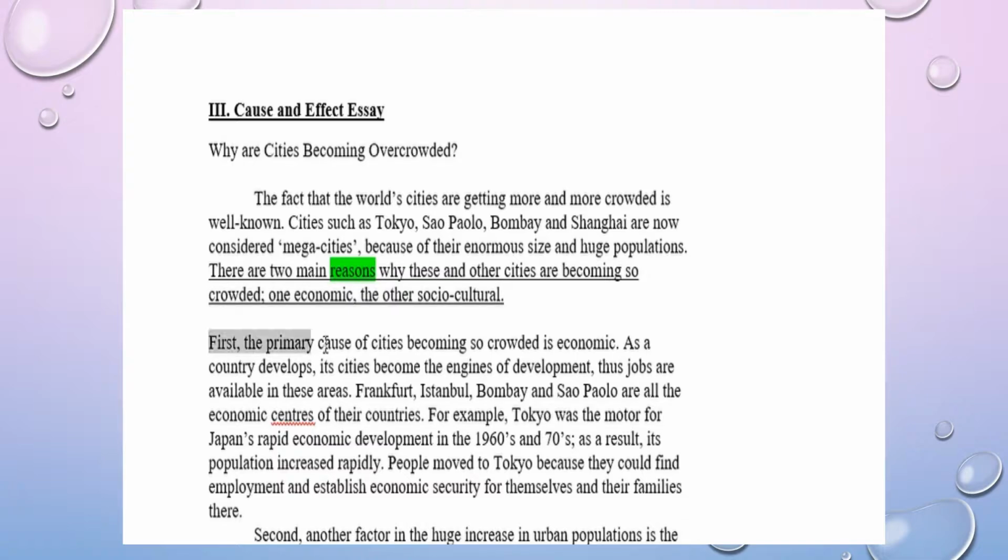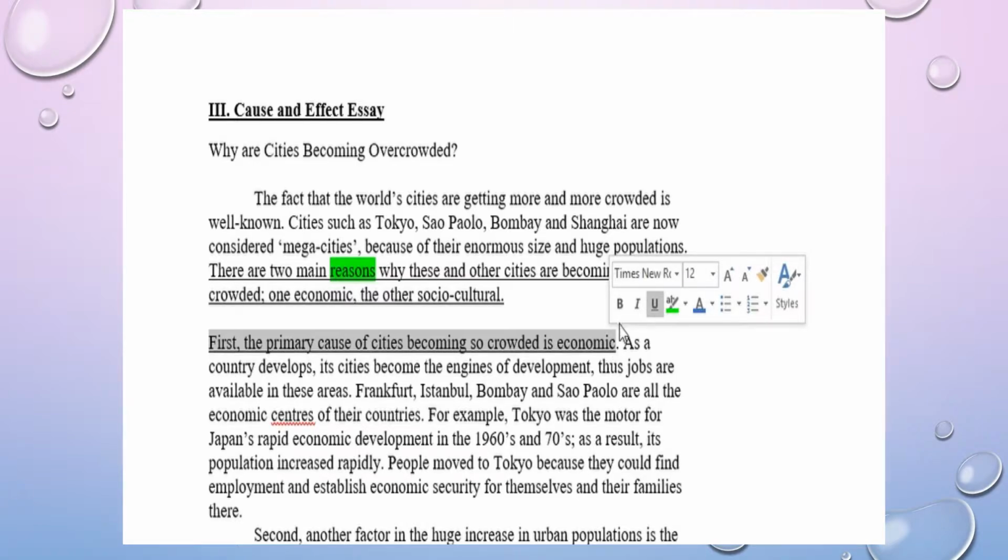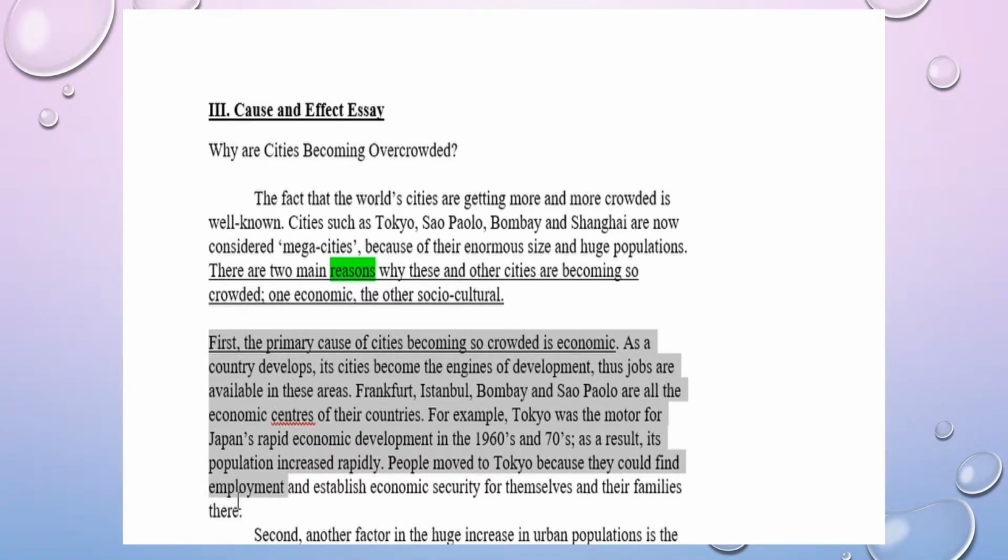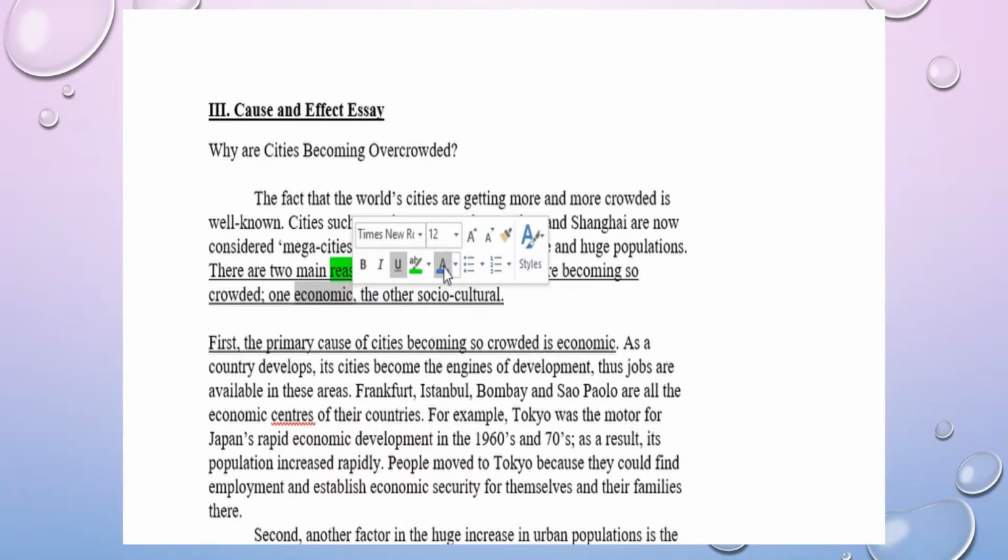The first primary cause of cities becoming so crowded is economic. This is the main idea of this particular body paragraph. This body paragraph will only discuss the economic cause of overcrowding. And how does this particular main idea relate to the thesis? Because it provides one of the reasons for overcrowding, which is economic.